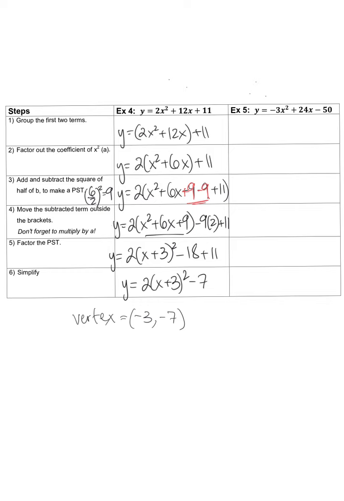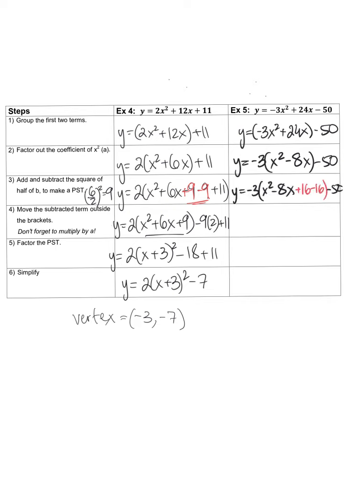So we're going to isolate, or bracket off, those first 2 terms. And then we're going to factor out the a value. So you're pulling out a -3, and this becomes -8. And now we're going to take half of -8, which is -4, and square it, which becomes 16. So we're going to do plus 16 minus 16 minus 50.